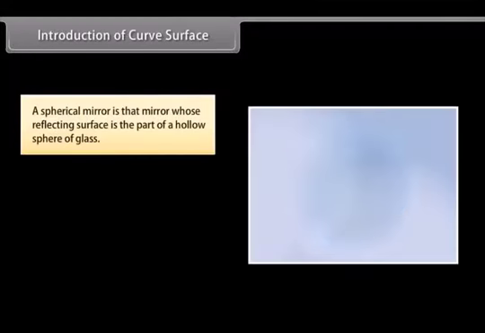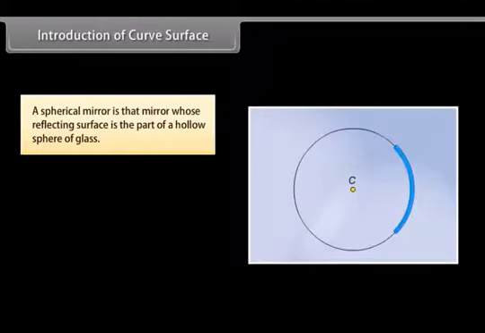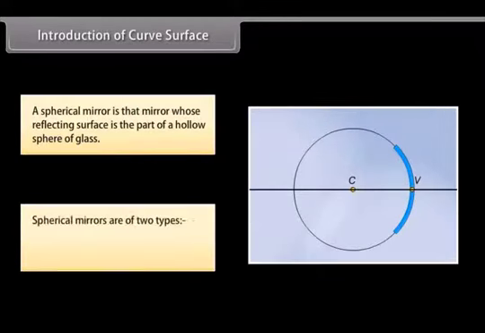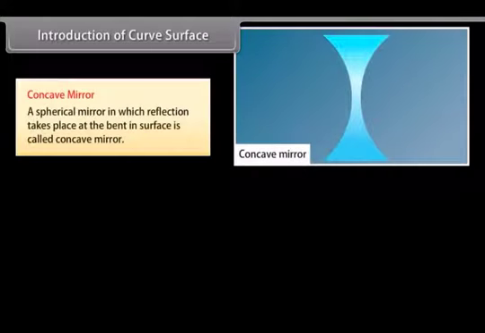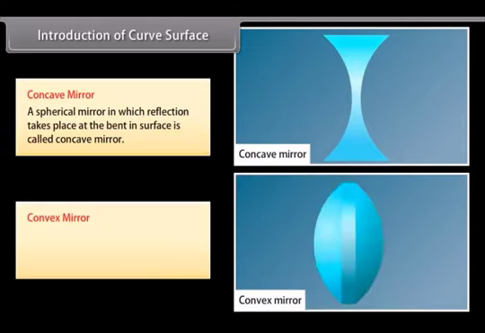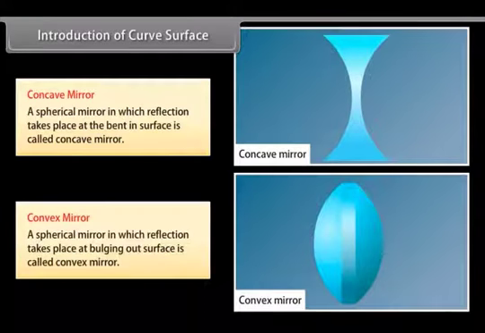Introduction of curved surface. A spherical mirror is that mirror whose reflecting surface is the part of a hollow sphere of glass. Spherical mirrors are of two types: concave mirror and convex mirror. Concave mirror. A spherical mirror in which reflection takes place at the bent in surface is called concave mirror. Convex mirror. A spherical mirror in which reflection takes place at the bulging out surface is called convex mirror.